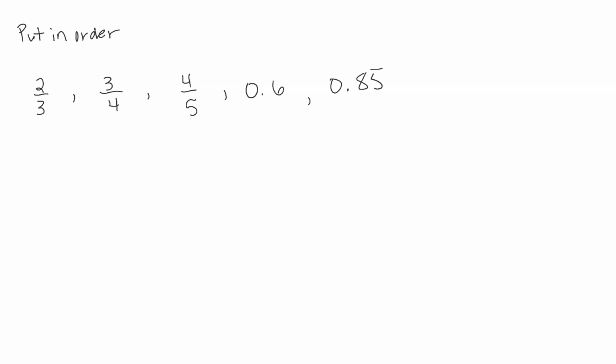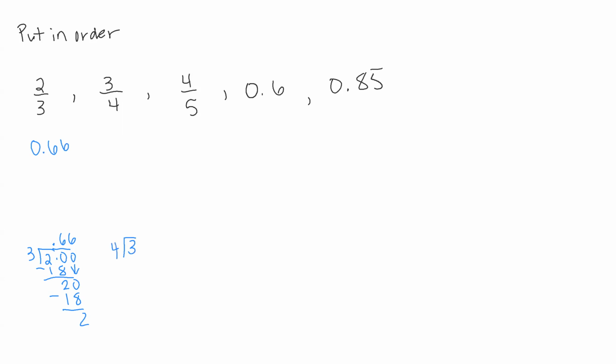Or we could take everything and convert it to a decimal. So I think I want to convert everything to a decimal first. I'm going to do some side work down here. So I've got 2 divided by 3. Well, 3 goes into 20 6 times. I get 18, a remainder of 2. 3 goes into 20 6 times. I get another 2. So let's say that this is for now 0.66.